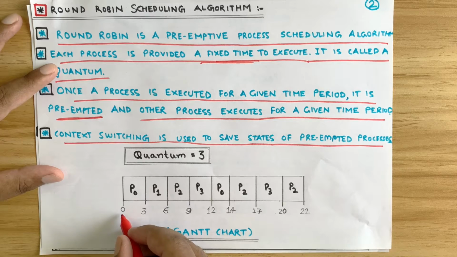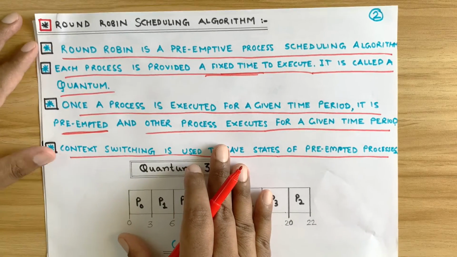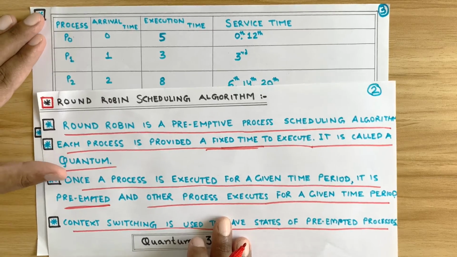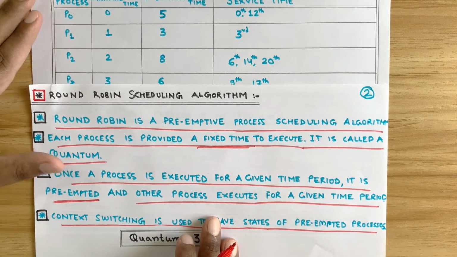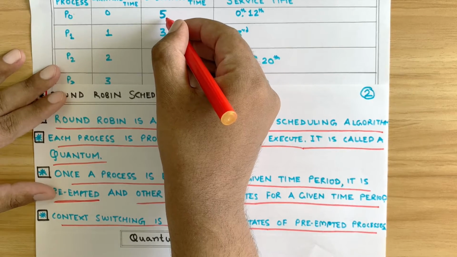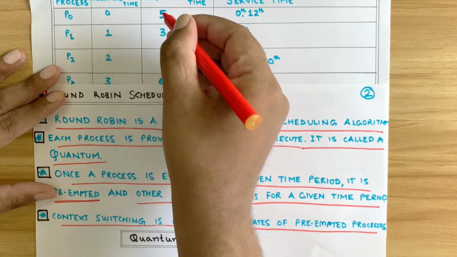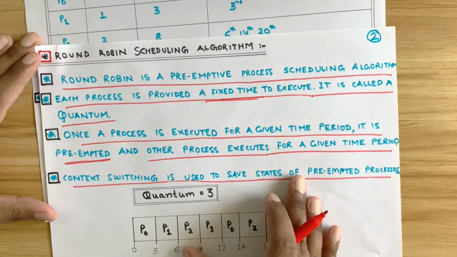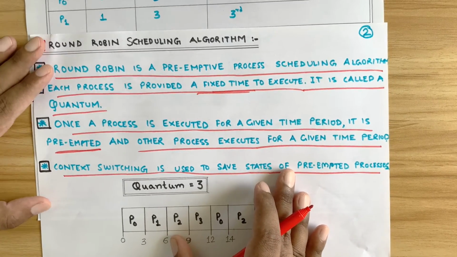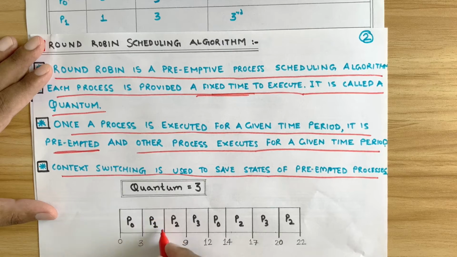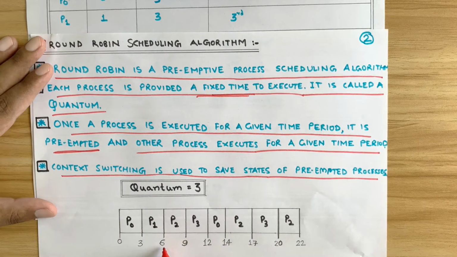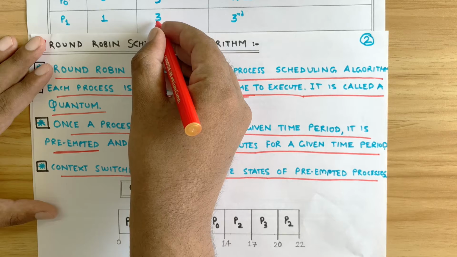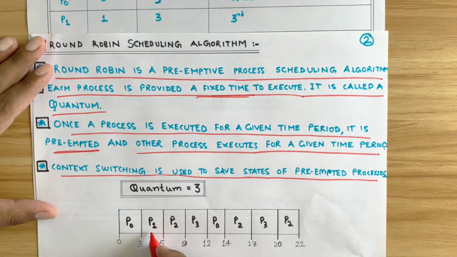P0 executes from 0th second to 3 seconds. But as you can see, its execution time is 5 seconds, so its execution is not over. But we have swapped the process with P1. P1 executes for its time quantum of 3 seconds, from 3rd second to 6 seconds, and it is finished, because its execution time was 3 seconds.